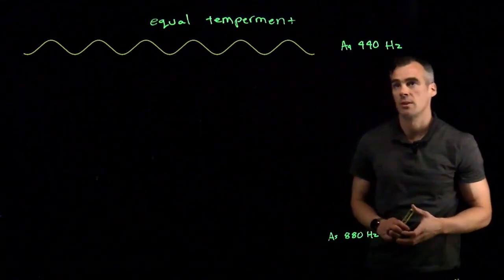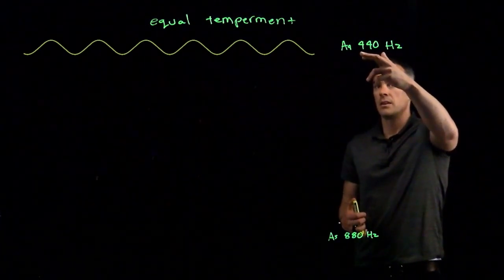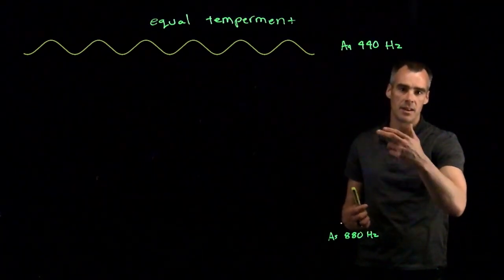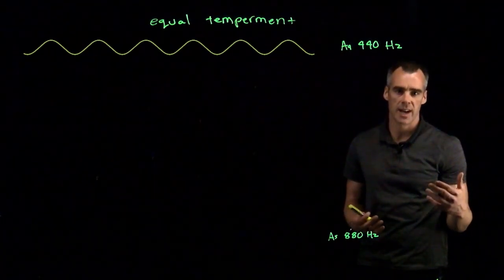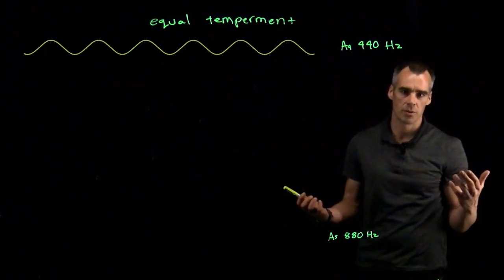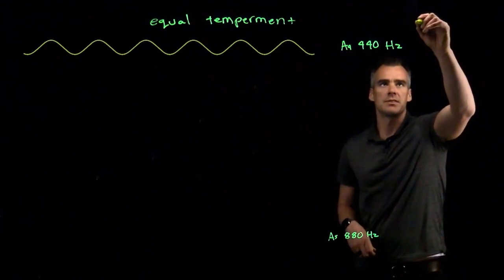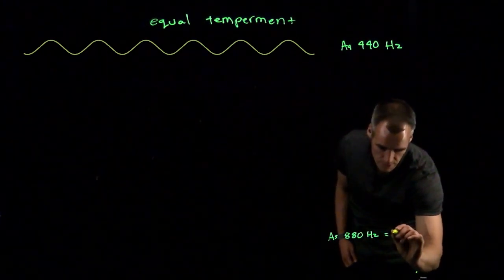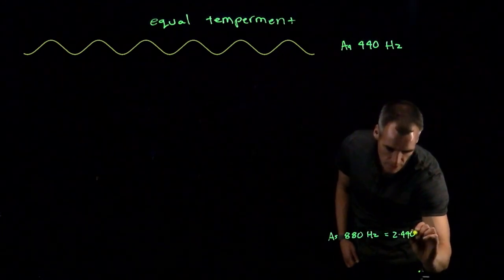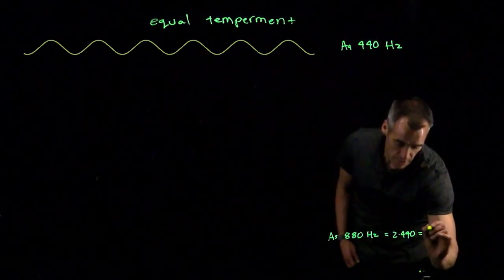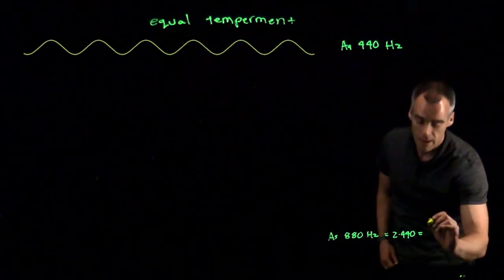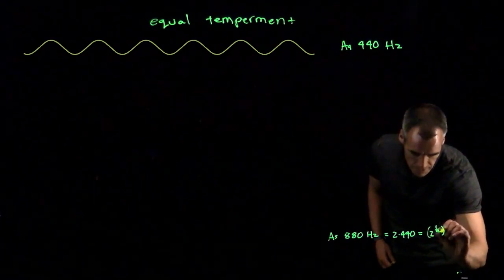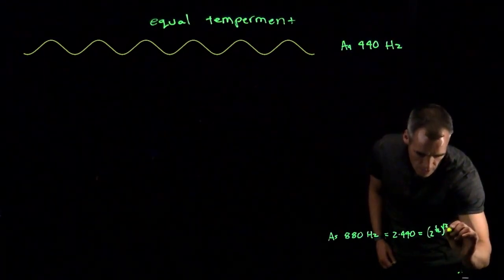So the key here, in order to get 12 steps from 440 to 880, is that you've got to multiply by something. And what is it that you multiply 12 times to get you to 2? Well, it's the 12th root of 2. So mathematically, you could just imagine that A5 is 880 hertz, which is equal to 2 times 440 hertz, which is equal to, another way to say 2, a little more complicated, 2 to the 1/12th, to the 12th, because of course that gives you 2.